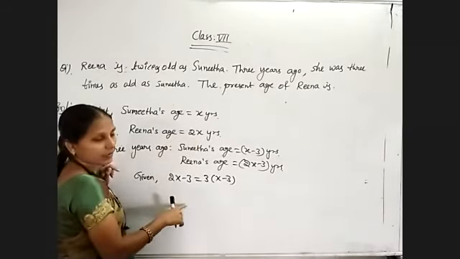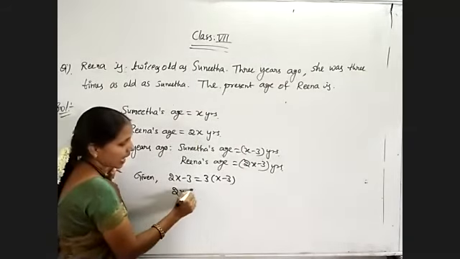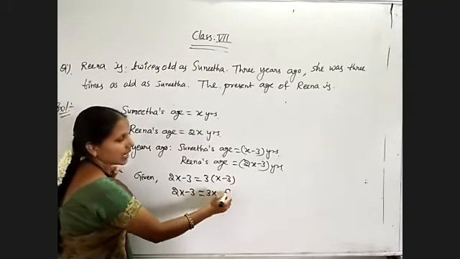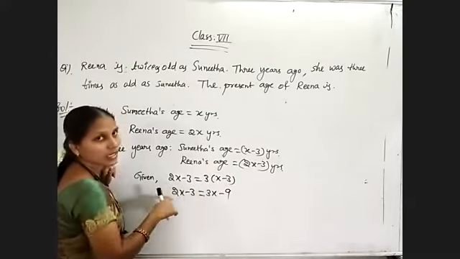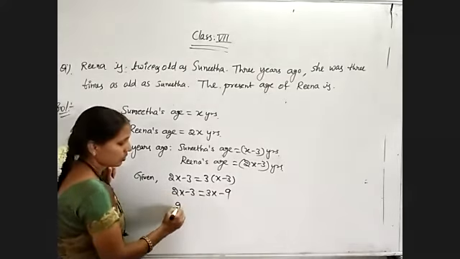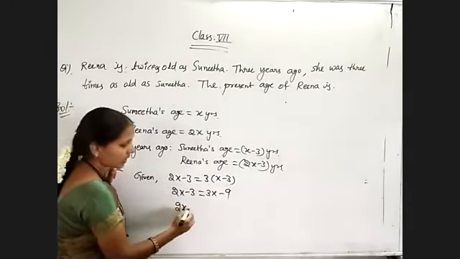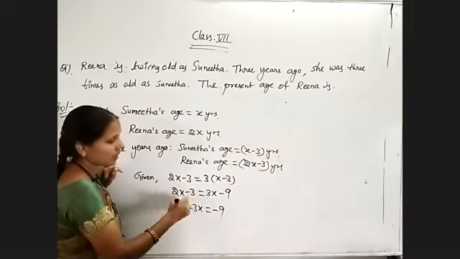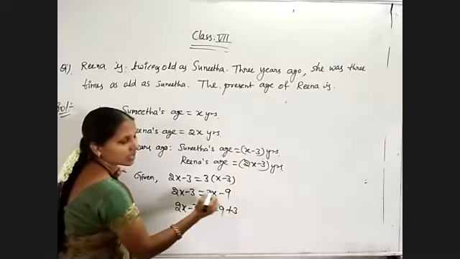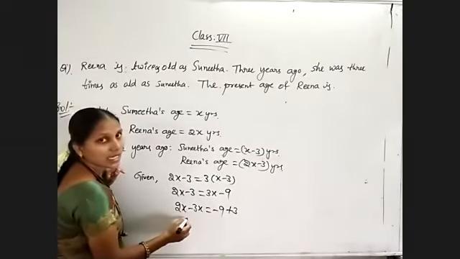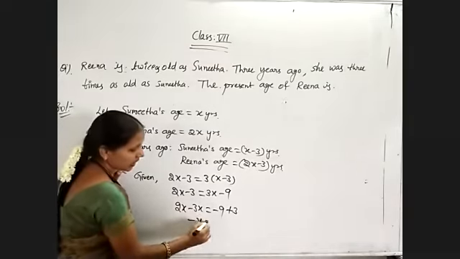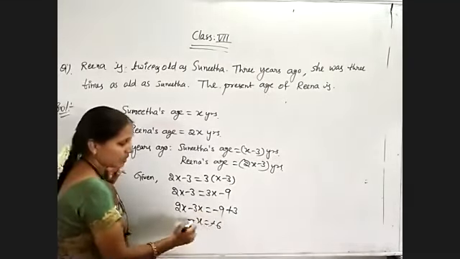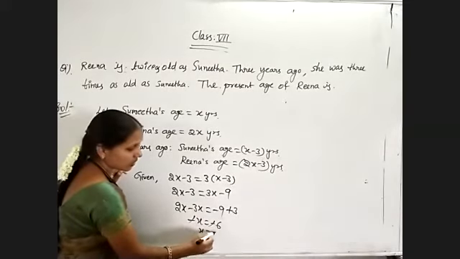First of all, simplify this. Remove the bracket at the RHS side. 3 into x is 3x, minus 3 3s are 9. Now bring variables to one side and constants to the other side. So 2x, by bringing this side, minus 3x, and minus 9 I have at RHS side, by bringing this side plus 3. 2x minus 3x, that is minus x, equal to minus 6. Minus 9 plus 3 is minus 6. Minus minus will get cancelled. So x is equal to 6 years.